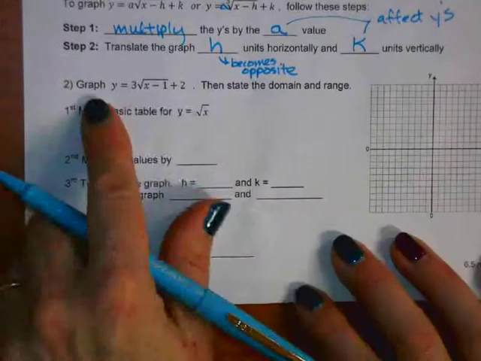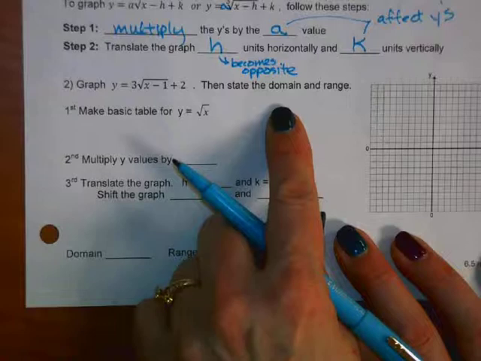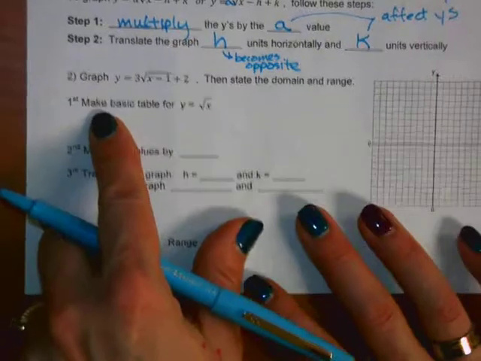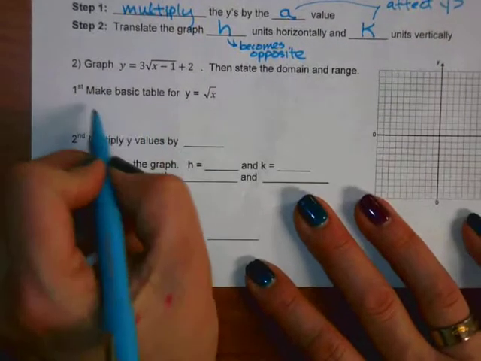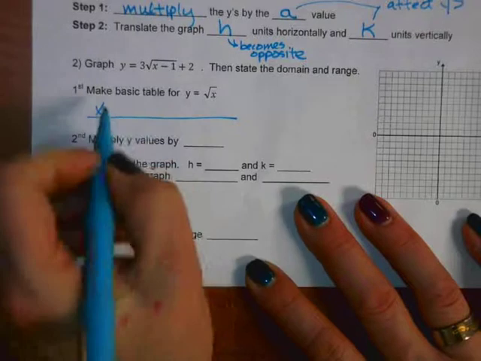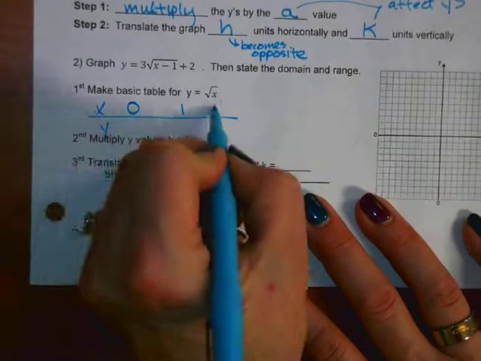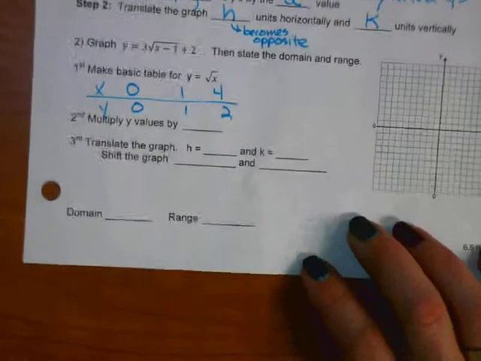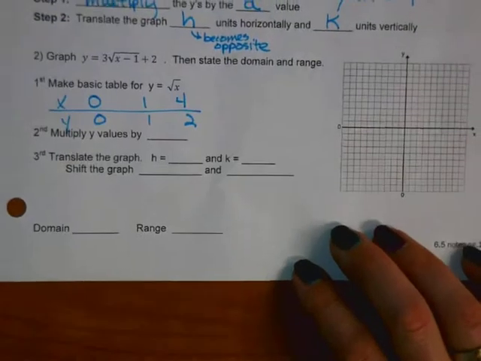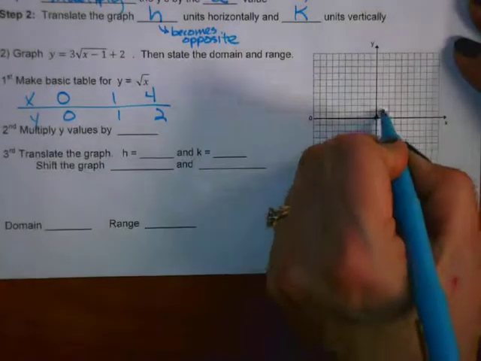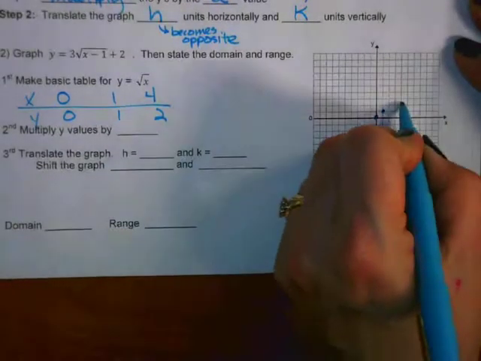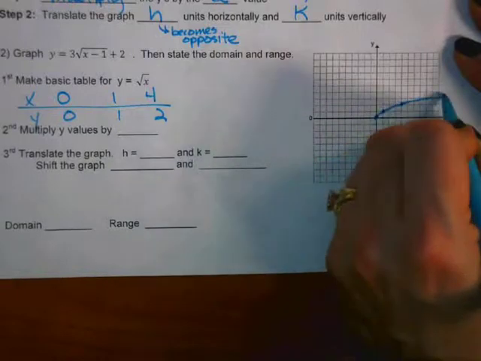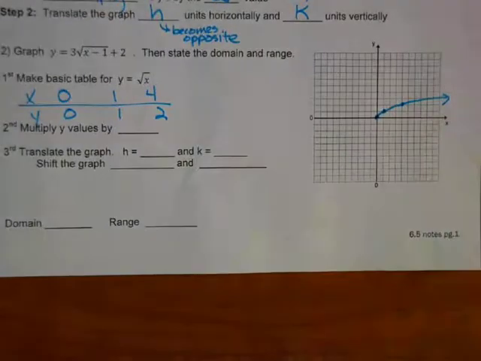All right, so we're going to graph this, then state the domain and range. First, make the basic table for your parent function. I want you to do that. It's an important step here. 0, 1, 4, 0, 1, 2. I'm going to graph my parent function real quick. 0, 0, 1, 1, 4, 2. There's my parent function.